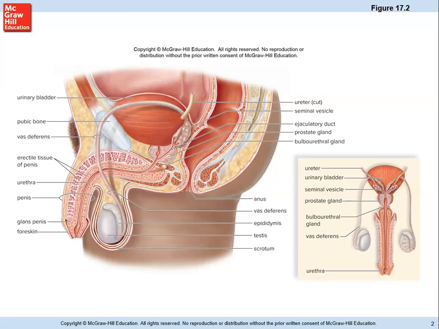The average ejaculate, by the way, is going to contain about 300 million sperm. So about 3 days worth of production of sperm per ejaculate. And that's a numbers game. The more sperm you throw towards an egg, the more likely it is that enough of them will get there to actually fertilize the egg.